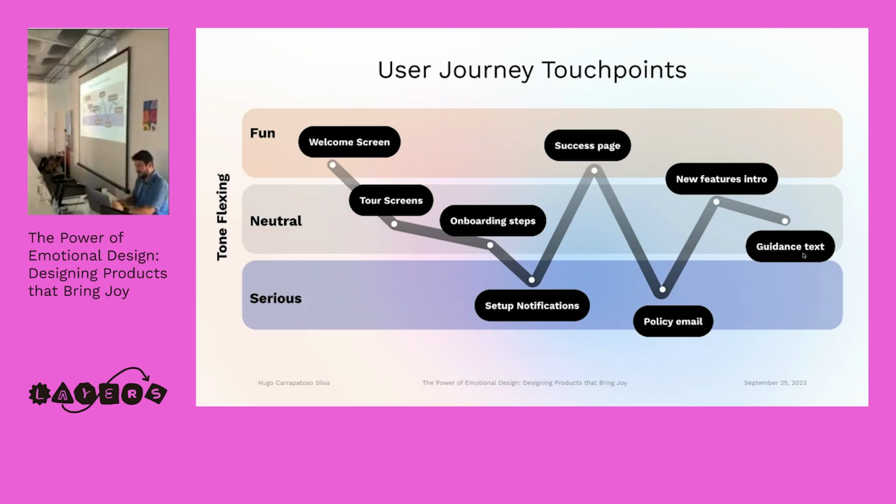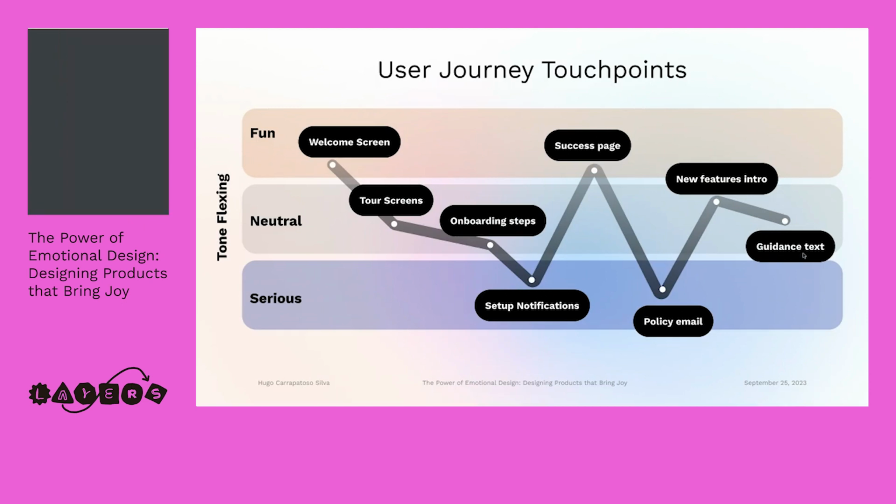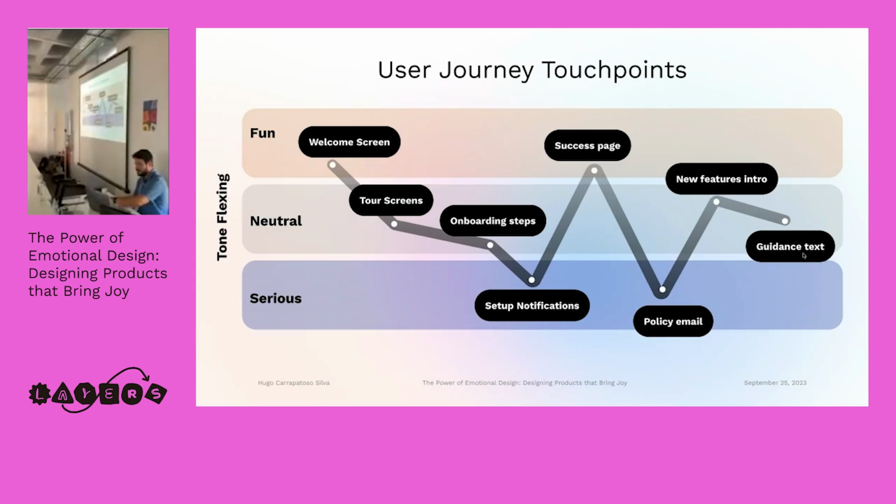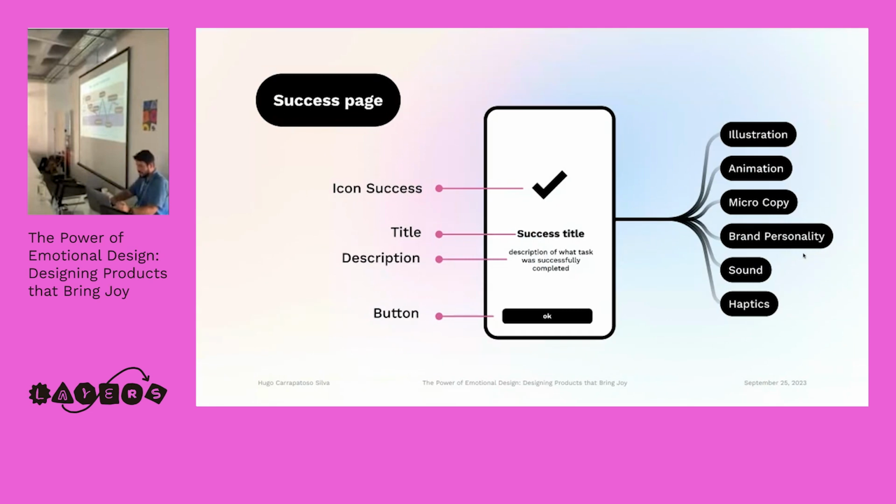In this case, for example, if you want to create some kind of visual layer, you can probably use the welcome screen and the success page to do it, right? And I'm going to show the example of the success page. You have mostly the same structure: an icon, a title, a description, a button. But you can start adding different kinds of emotional tools here, like illustration, animation, microcopy, then personality, sound, and ethics.